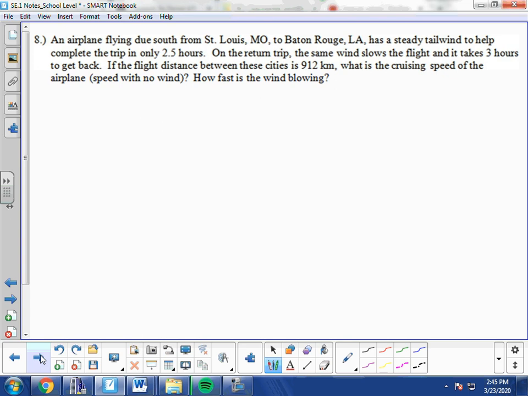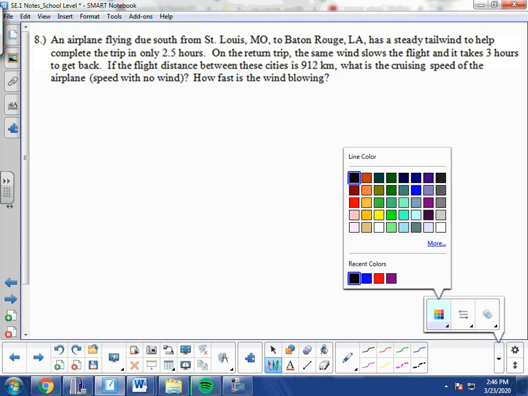It says an airplane flying due south from St. Louis to Baton Rouge, Louisiana, has a steady tailwind to help complete the trip in only 2.5 hours. On the return trip, the same wind slows the flight and it takes 3 hours to get back. If the flight distance between these cities is 912 kilometers, what is the cruising speed of the airplane and how fast is the wind blowing? So there's two things that we're looking for here.